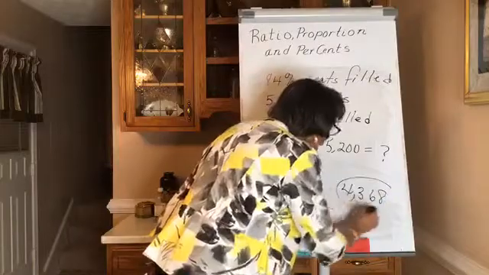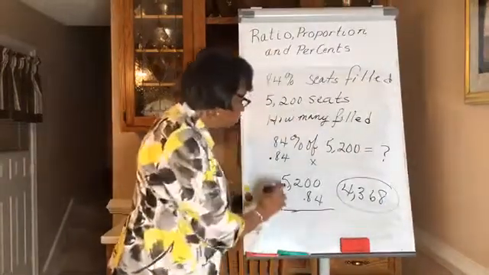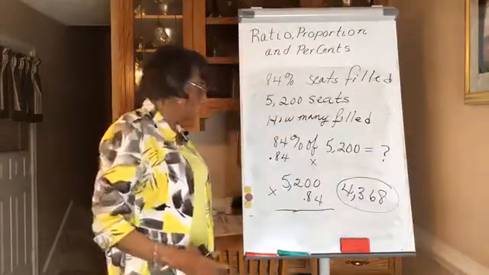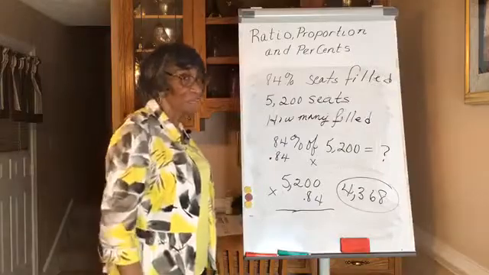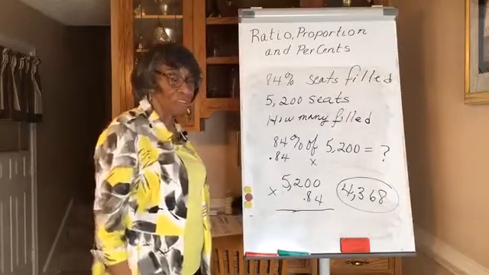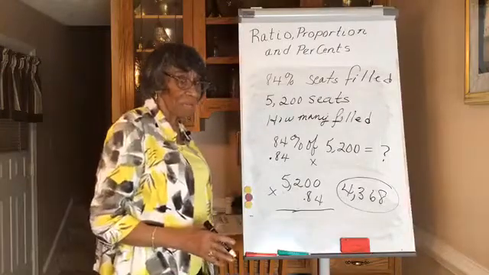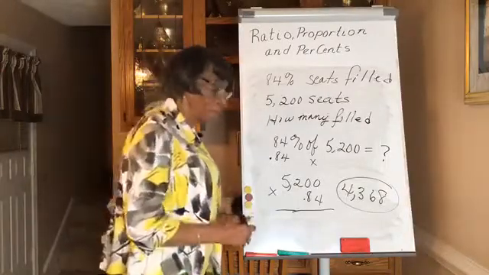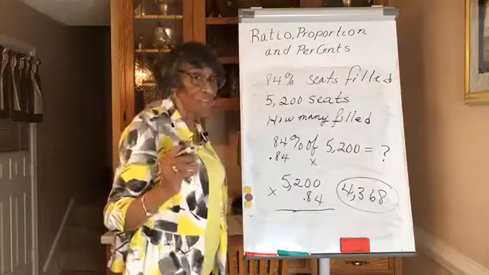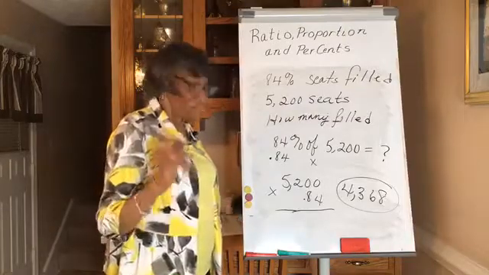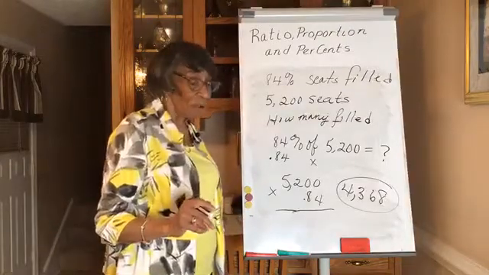4,368. That is the answer you should have gotten when you multiply. All right, some of you may have used calculators. And sometimes when you have large numbers like these on a test, they will let you use calculators, but you have to know what to do. Otherwise, you should always be able to be the calculator yourself.